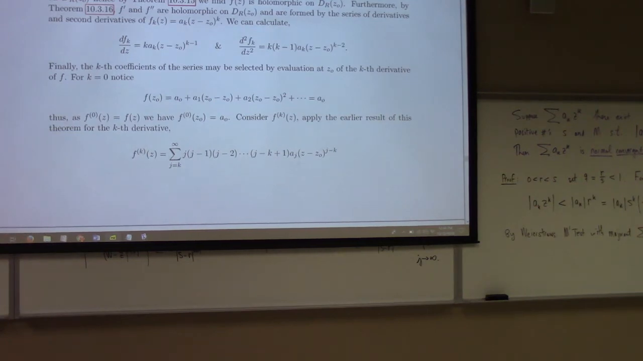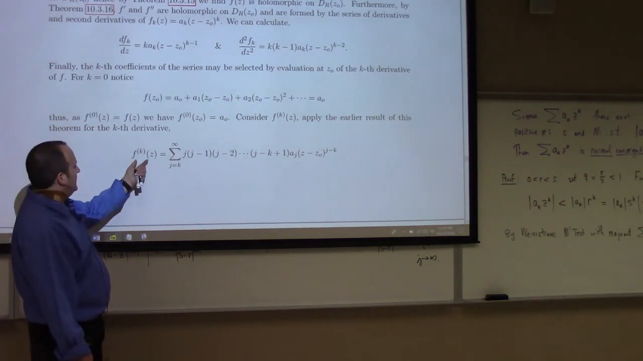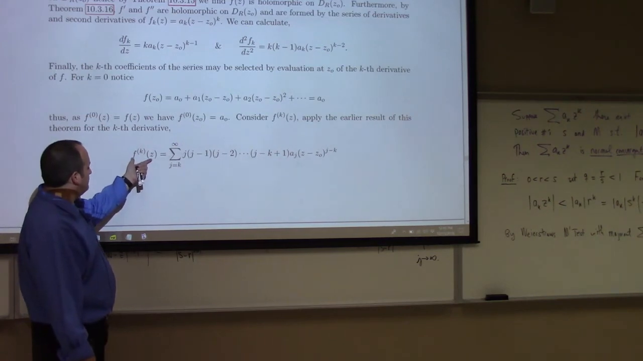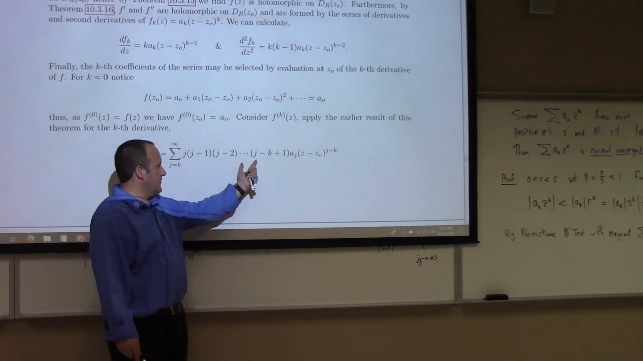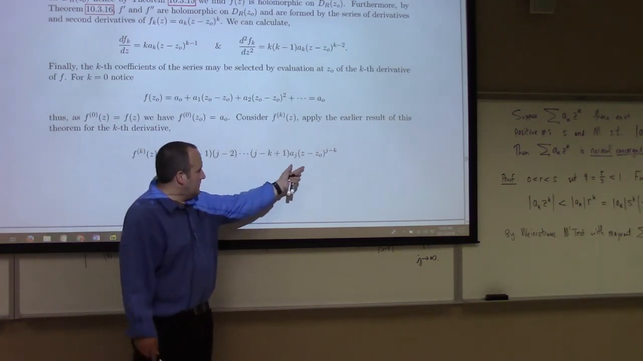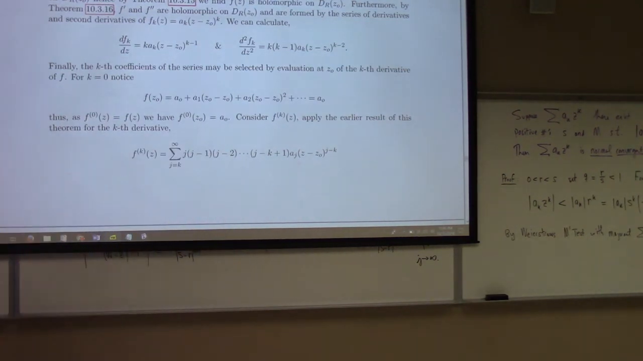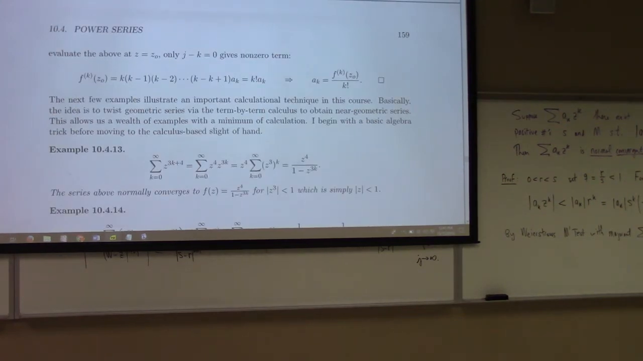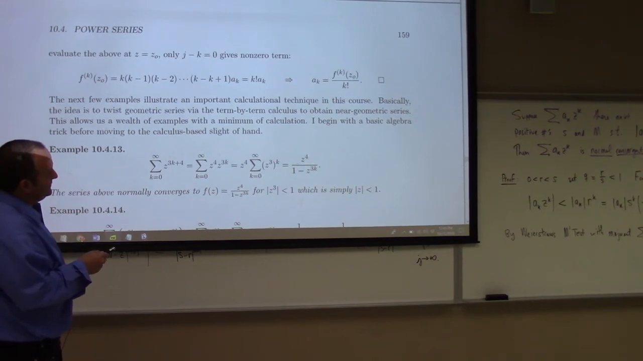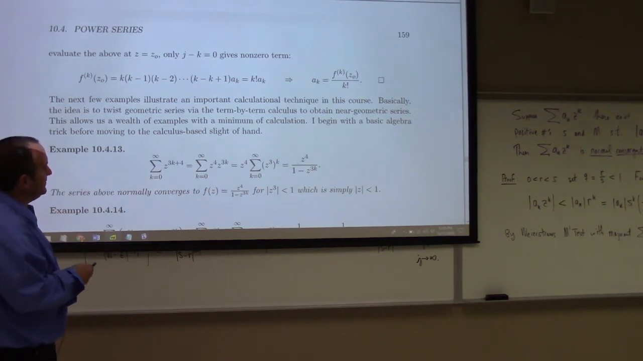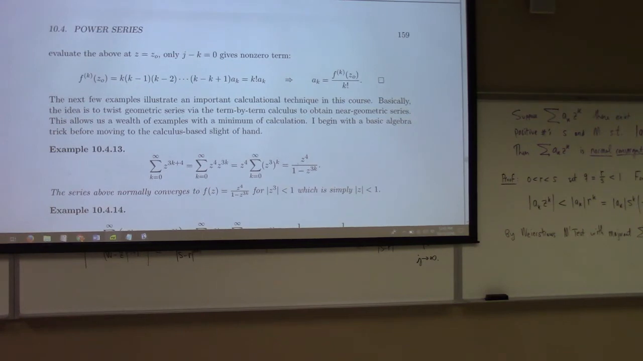In fact, this is the formula for the kth derivative series. The series formed by kth derivatives would be given by this, right? We start from j equals k. We've got these terms from the term-by-term differentiation. So, of course, if you evaluate the above at z equals z naught, we just pick off the constant term, which then gives us the formula a sub k is equal to f, the kth derivative at z naught, divided by k factorial. All right, I'm sorry I'm glossing over this a little bit.